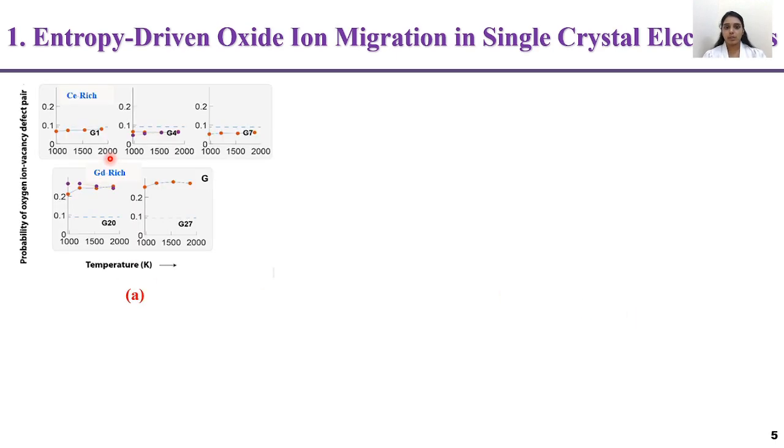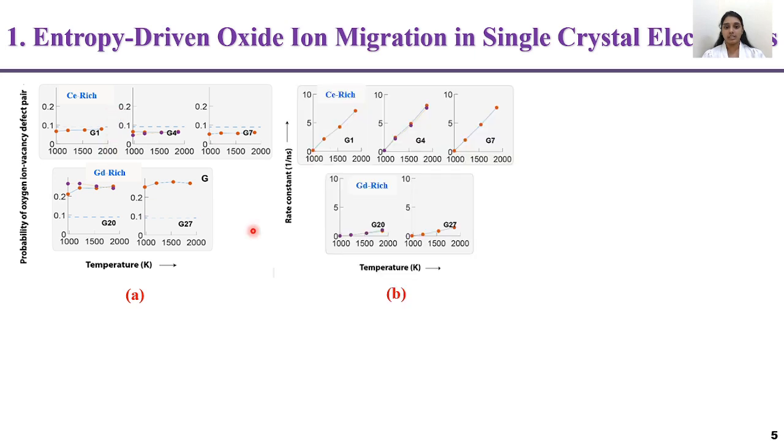This plot shows the probability of oxygen vacancy pairs versus temperature. It indicates higher probability in Gd-rich environments compared to Ce-rich ones. From this, one might expect more oxide ion hops in Gd-rich environments. However, when plotting hopping rates versus temperature, Ce-rich environments showed higher rates.